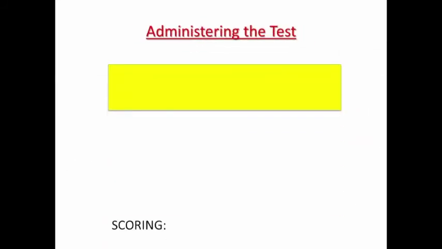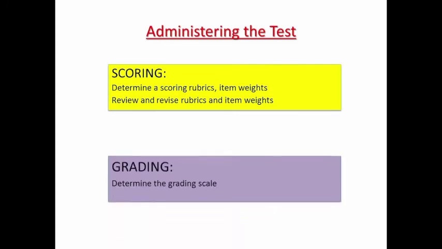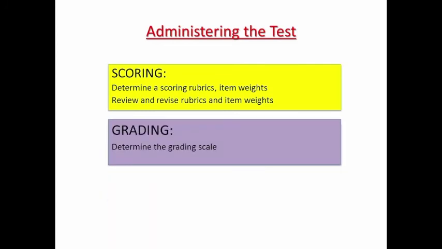Administering the test. Before you even administer the test, you need to take into consideration some important elements like scoring, for example. You need to determine the scoring rubrics and item weights. For example, question number 1 is worth 5 points, and question number 2 is worth more than this, and so on. Review and revise rubrics and item weights. So as you go through the test, you need to revise these items and rubrics. Grading. You need to determine the grading scale, what type of grading scale you want to use. So it's up to you to decide on the grading scale.